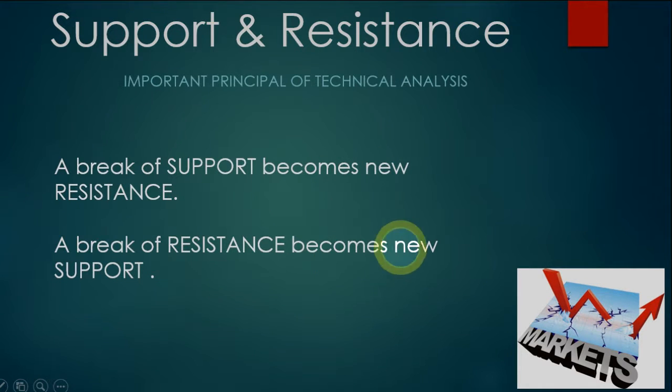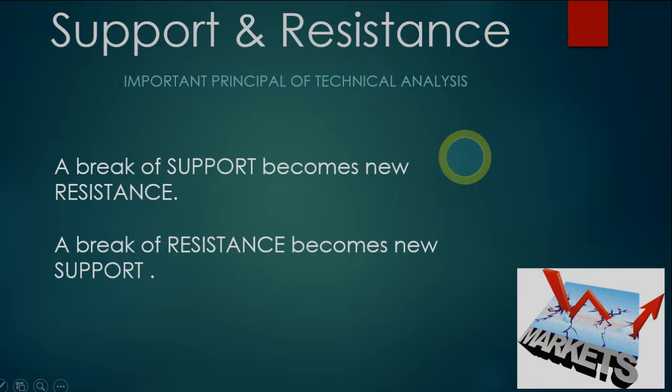A break of resistance becomes new support. So if I had this overhead resistance, let's say the market was trading sideways for a long time, and then all of a sudden popped out. Well, now all this price action becomes support. So if the market pulls back, you get support.